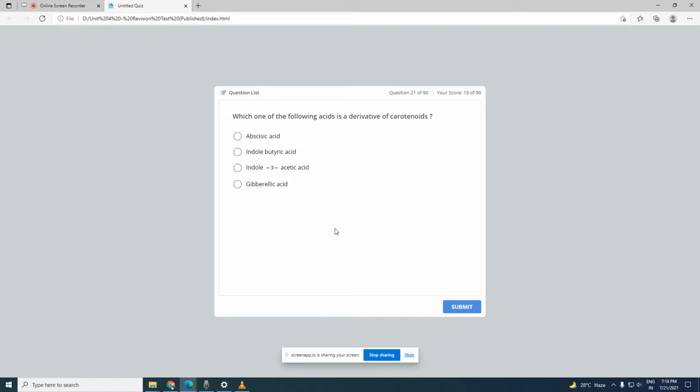Which one of the following acids is a derivative of carotenoids? Abscisic acid, indole butyric acid, indole 3 acetic acid, gibberellic acid. Which is the right answer? Option A, abscisic acid is the right answer.